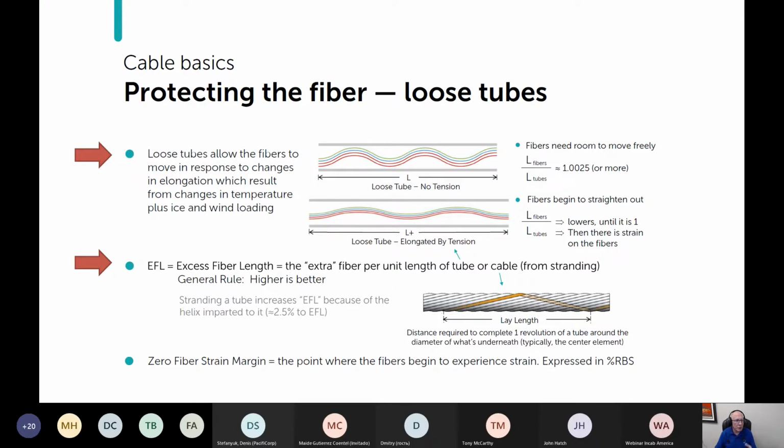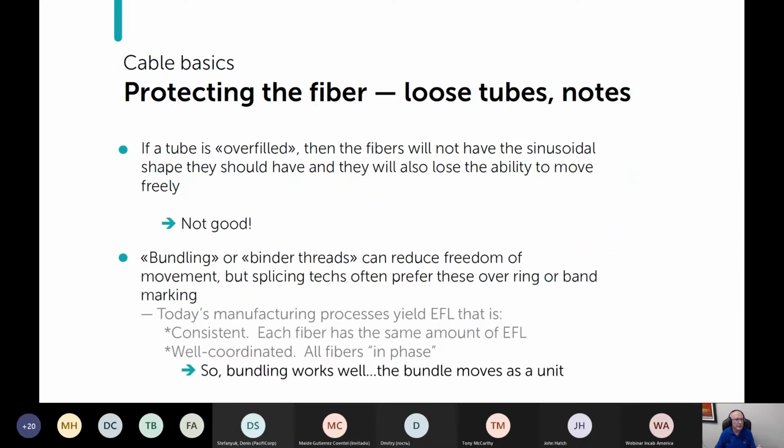So beyond about 12 different colors in the field, it becomes very difficult to distinguish those colors. So what do we do? Well, 2 things have been developed. One is bundling, or binder threads, as I call it. These are the same thing, where you take a group of 12 fibers and you wrap a color-coded thread around them. That's good. It allows you to quickly separate different bundles of 12.